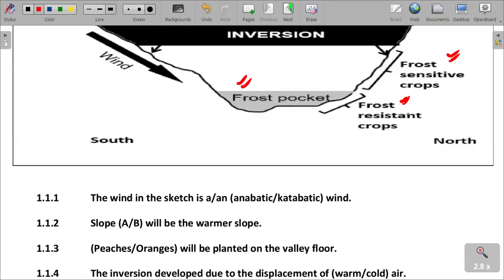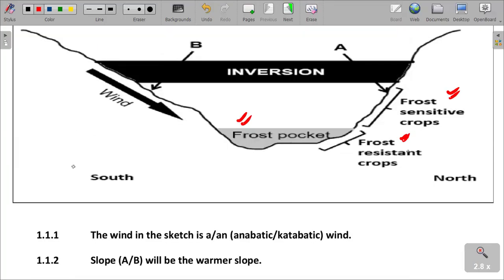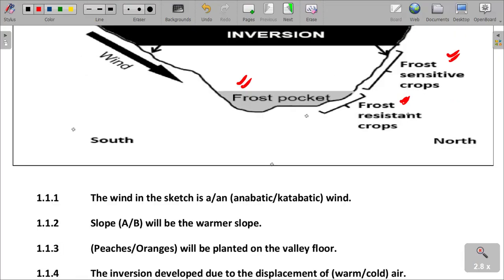These are air masses caused by variation in temperatures between the land and the sea. What we are given here is that the wind is blowing from the land into the sea. We call such a wind a katabatic wind, a downslope wind moving from the land into the river. It is called katabatic wind.